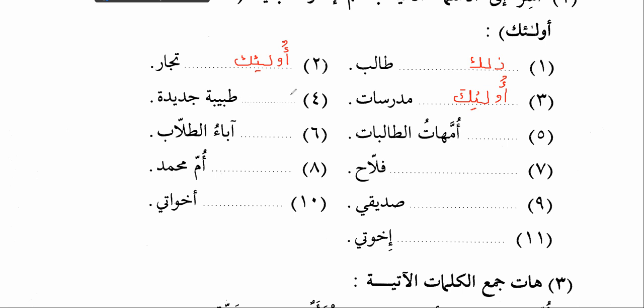And tabiba jadida tilka, because it's singular. Ummahat is the plural of um, so ulaika. Then Aba, Aba is the plural of Ab, so it will be ulaika. So you're getting a lot of plurals here as Ummahat, Aba, and now Fallah is one farmer, so zalika. Then tilka. Then sadiqi, zalika. Then akhawati, akhawat alif wa ta, so ulaika. And ikhwati, it's for brother, so dhalika. Sorry, ulaika, because it's the plural of brother.